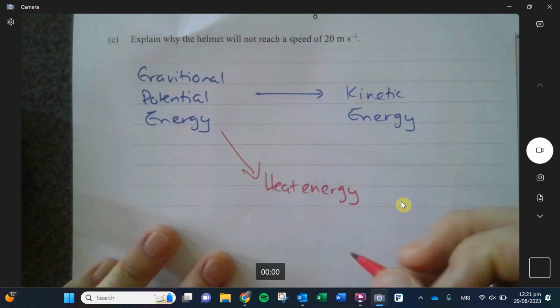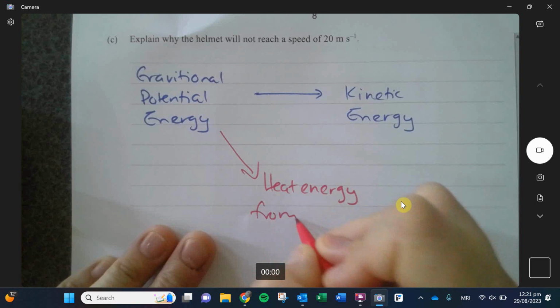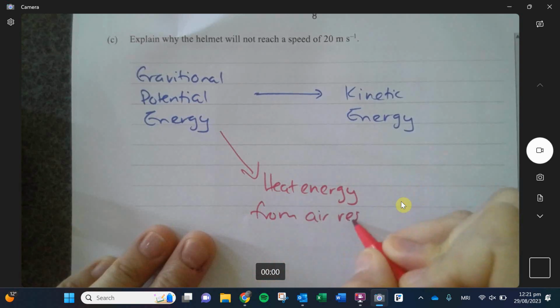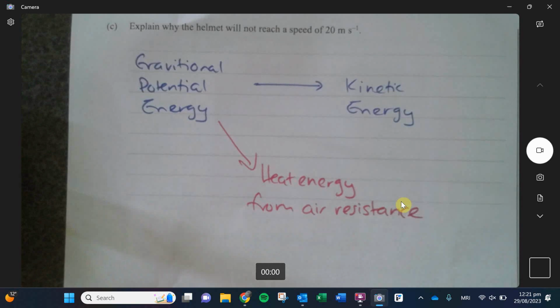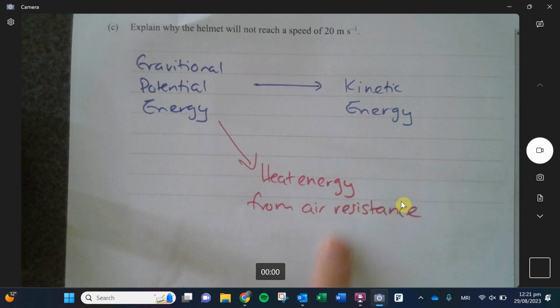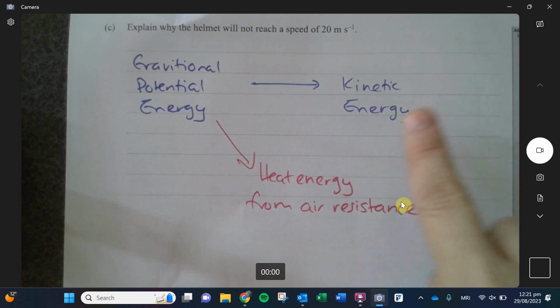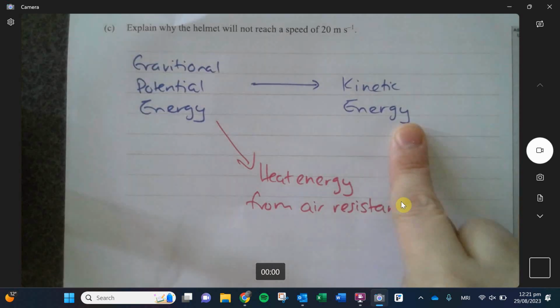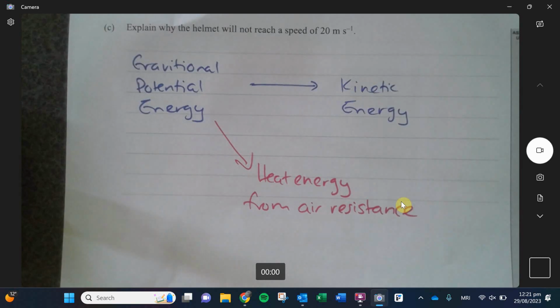Oh, that's why. Yeah, heat energy. So that's from the air resistance. Yeah. So since I'm losing some of the energy to heat, my kinetic energy is not going to reach the 20 meters per second as predicted. Does that say from or for? From. Sorry, from. My handwriting is trying to write fast.